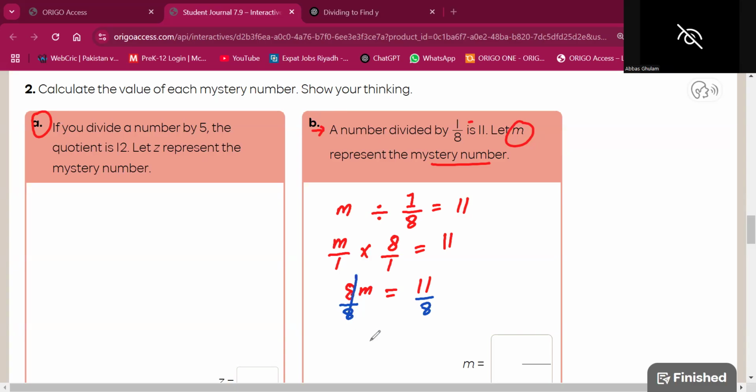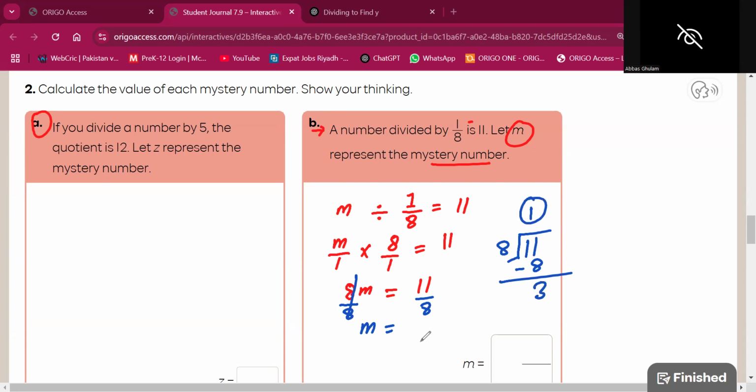I will cross this with this one. When 8 is divided by 8, it is crossed. So m is equal to, I can divide this. 11 is inside the house, 8 is outside the house. 8 times 1 equals 8. If I subtract it, it gives me 3.